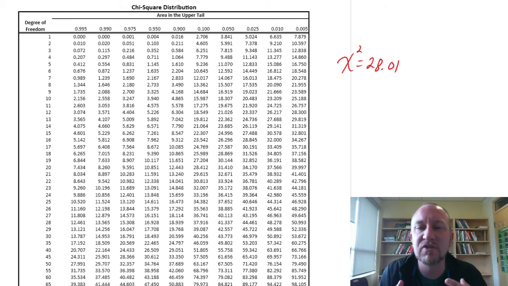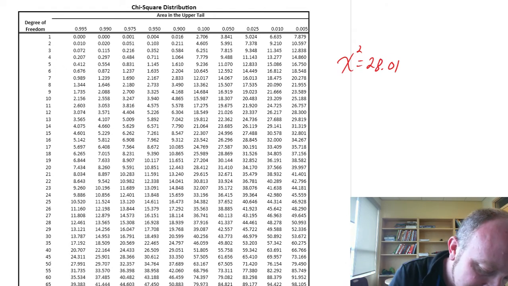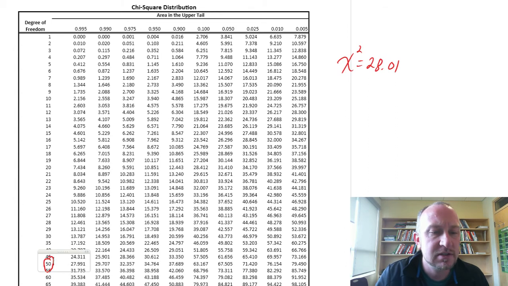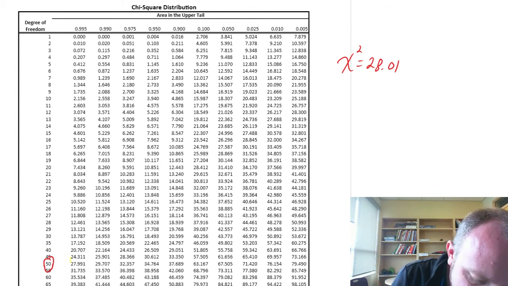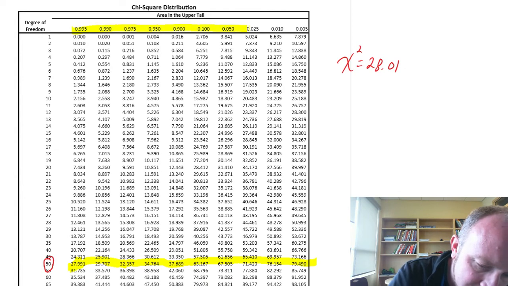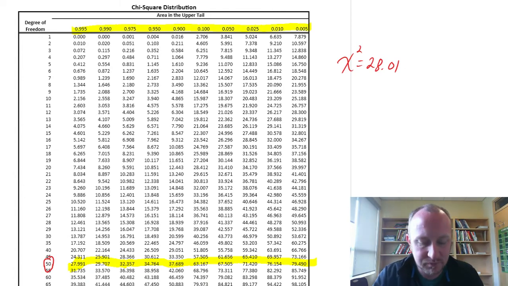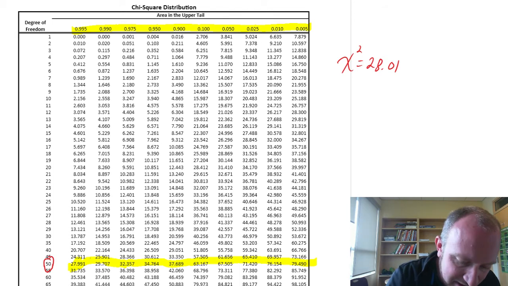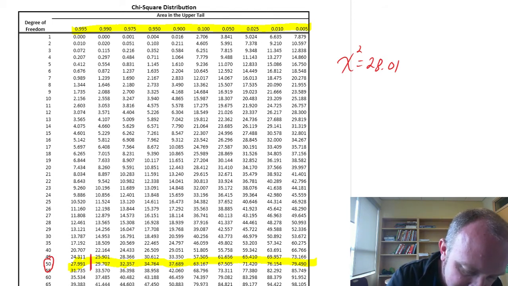We don't have every variant of the chi-square distribution. So 49 degrees of freedom, the closest we'll have here is 50. So again, once we've isolated what variant of the chi-square distribution is relevant, we can ignore everything except for this row and this row of information. So we have our test statistic of 28.01. That is somewhere between these two values here.